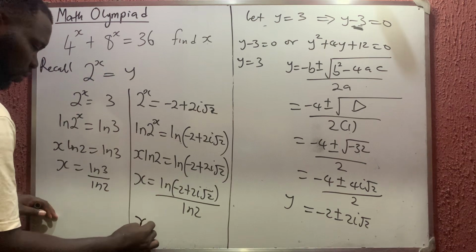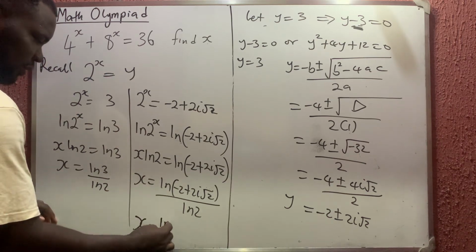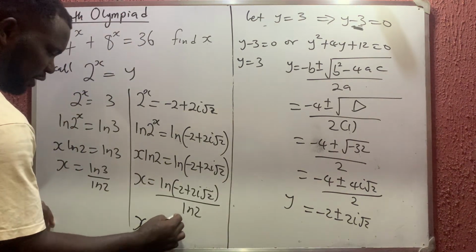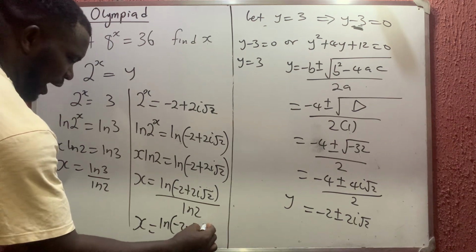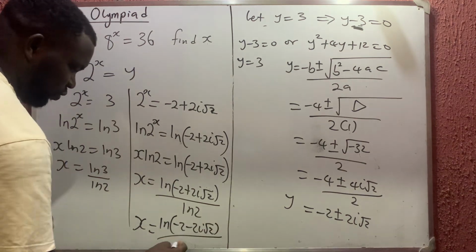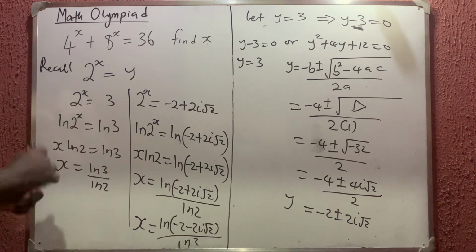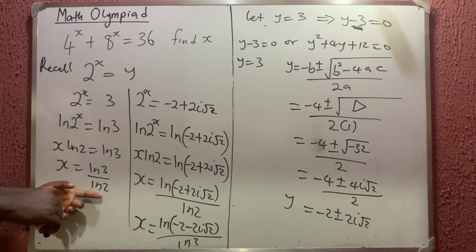So the third solution will now be ln. So change here now. We had 2 plus, so we're going to take minus. So ln of minus 2 minus 2i root 2 all over ln 2. So these are the 3 solutions of this. But the only real solution to this is this particular one.